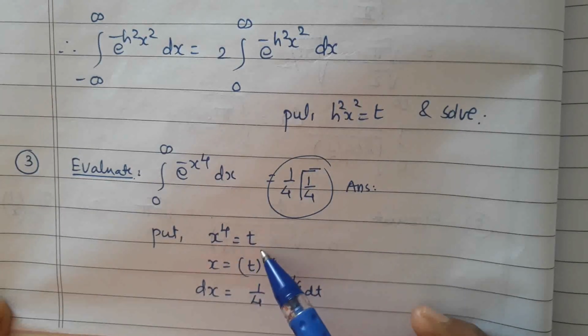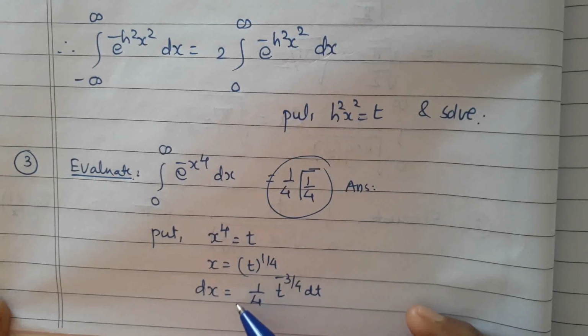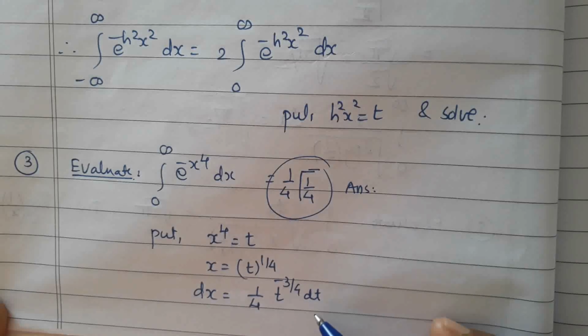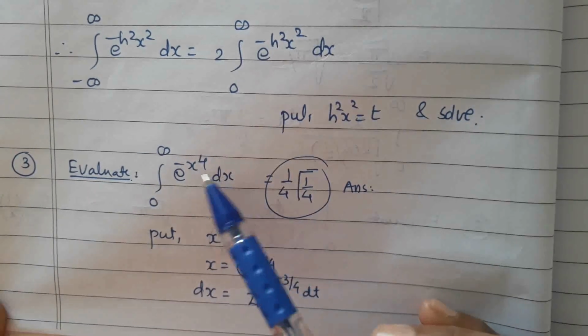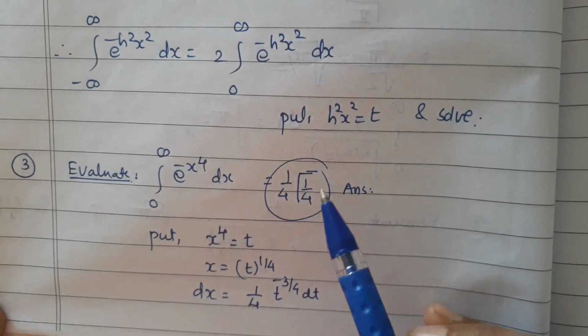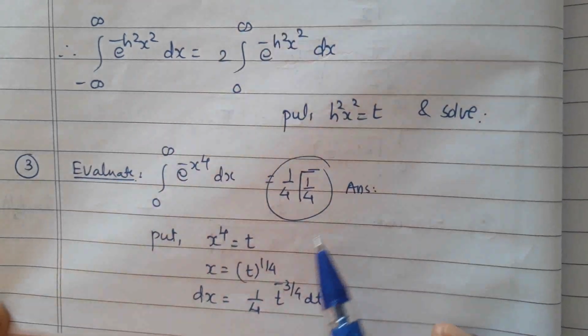X raised to 4 is equal to t. X becomes t raised to 1 by 4. Dx is equal to 1 by 4 t raised to minus 3 by 4 dt. Change the limits and substitute all this in the integral. You can find, with the help of properties of the gamma function, the answer as 1 by 4 gamma 1 by 4.